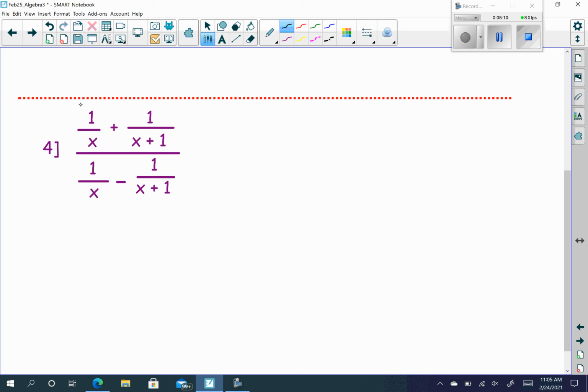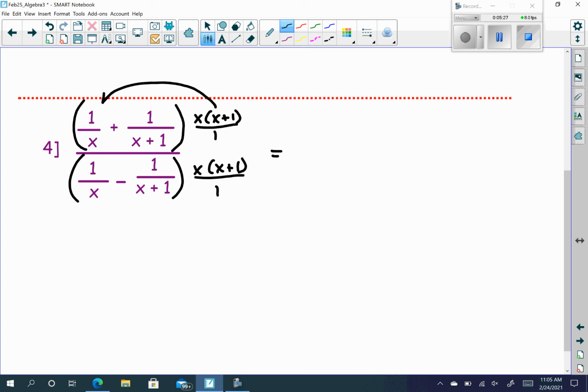All right, here the LCD. This x cannot go into x plus 1, so I need both of them. My LCD is x times x plus 1. And again, I'm going to do the same thing I did in example 3. I'm going to write all this out.